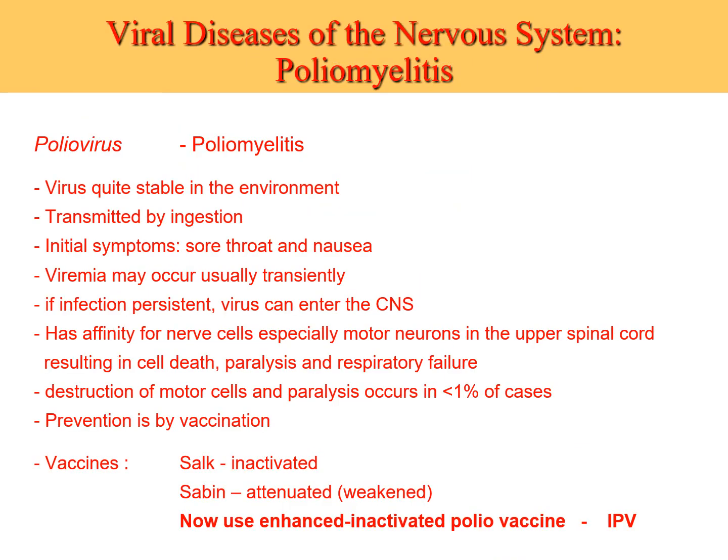Okay, those were bacterial diseases of the nervous system. Now we'll talk about viral diseases, viral infections. The first one we'll discuss is poliovirus, which causes the disease poliomyelitis. The virus is actually quite stable in the environment.